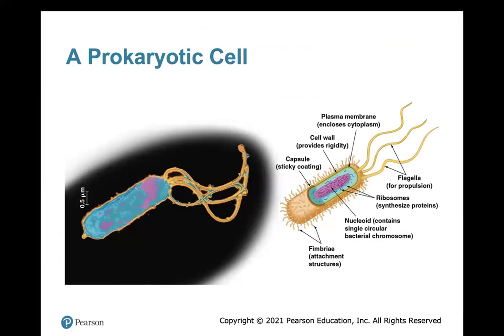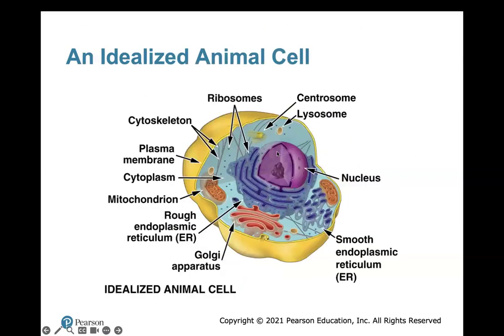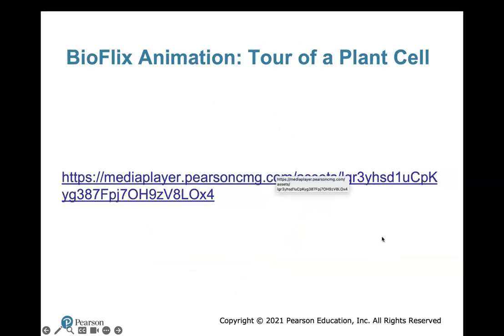And here's an idealized animal cell and a plant cell. These are eukaryotic cells, showing their plasma membrane, their organelles inside, and so forth. Here's an idealized animal cell. What you're looking at is the plasma membrane surrounding it and all of the organelles inside of it, which are like all of the machinery that helps that cell perform its function. Please take a look at the tour of an animal cell and the tour of a plant cell. Those will be extremely helpful.